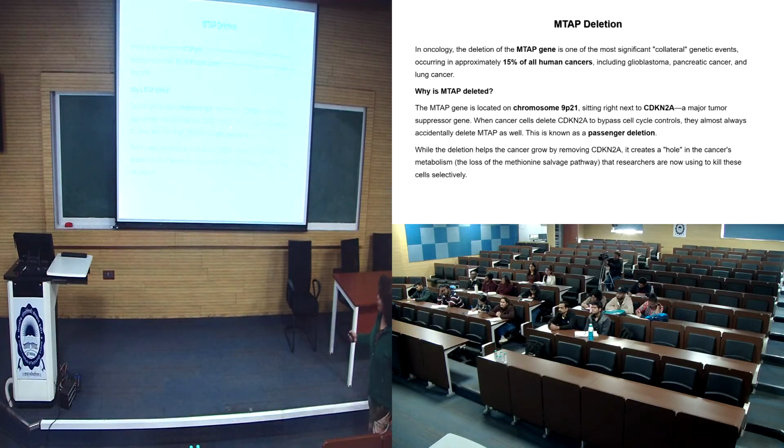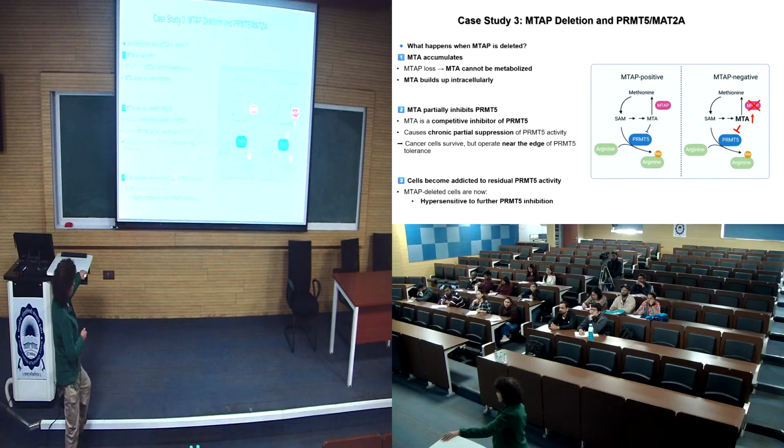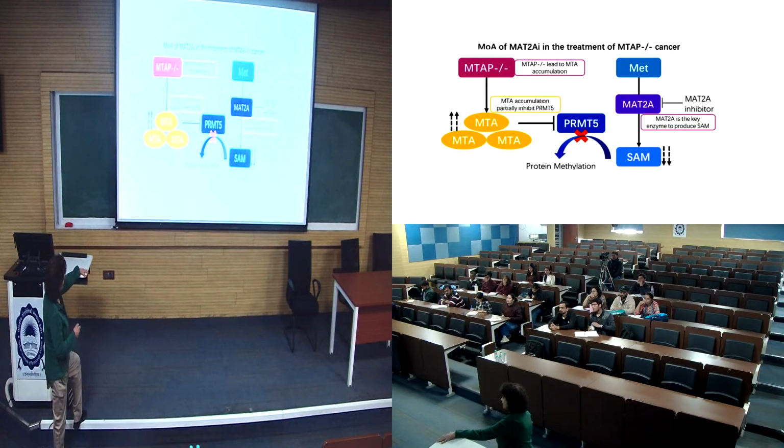So what is the consequence? This is called passenger deletion. Tumor cells don't want to delete it, they just accidentally delete it. Now, when MTAP is present, MTA is converted to methionine, leaving residual PRMT5 activity. Maximum activity is inhibited by MTA. Whatever little is left, the cells are completely addicted to that PRMT5 activity, and when you inhibit it, the cells will die.